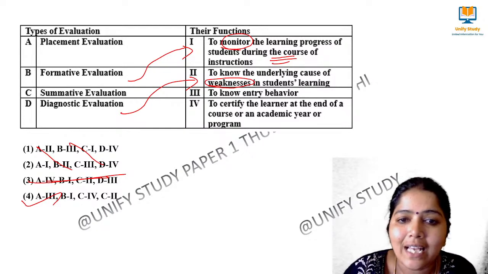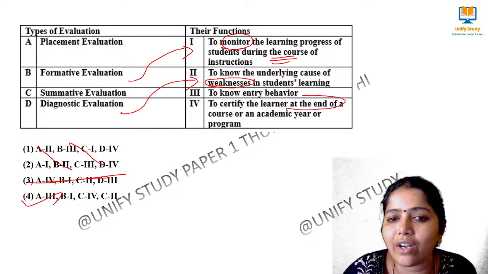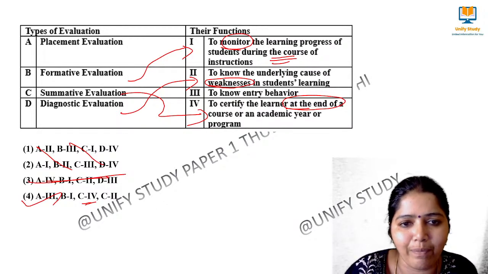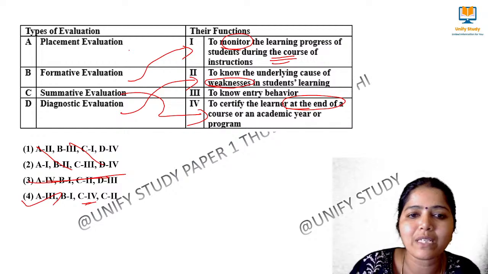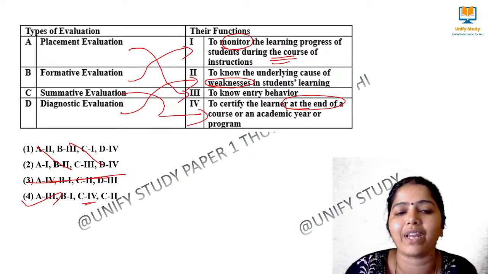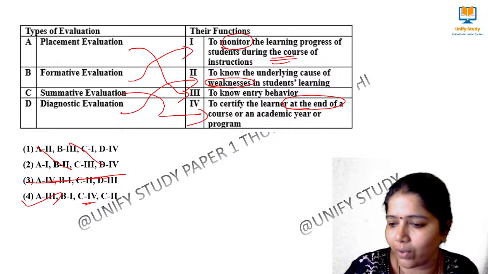Yes, exactly right. Summative evaluation means at the end of the course. Summative evaluation at the end of the course, C4. We have C4, and then for everything we have matched, right? Placement evaluation for A, it is 3. To know the entry behavior, entry level, NEET exams, right? Okay, very good.